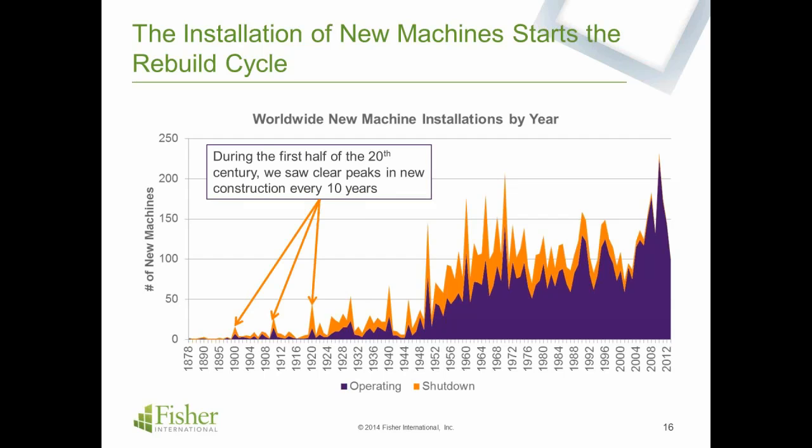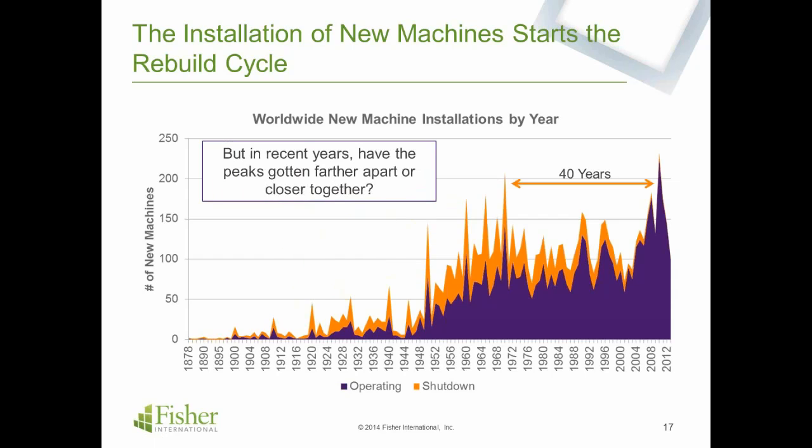So let's start with that, the notion that rebuilds are driven by the installation of new paper machines. Well, during the first half of the 20th century, we saw some pretty clear peaks in new machine construction every 10 years. I mean, these are very definable peaks in new construction activity, new installation activity. But from about 1970 on, I'm not sure whether the peaks got farther apart or closer together. I suppose one could make an argument for either case.